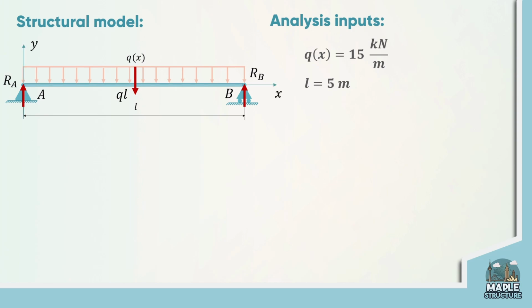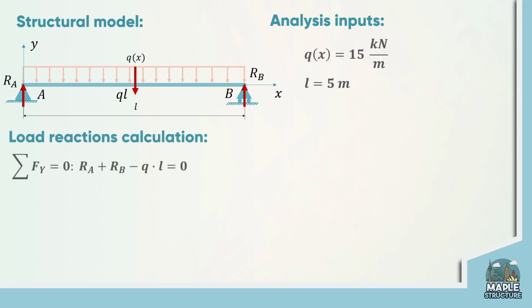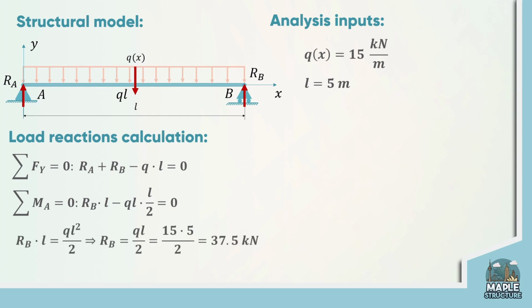So now let's sum all the vertical forces along the y-axis, taking their signs into account. As you can see, we cannot find anything from this equation, so we have to write another one. And now let's take the sum of moments about point A, assuming counterclockwise moments are positive. And now we can easily find the support reaction at B support, and then put it in the first equation we wrote and find the reaction at A support.